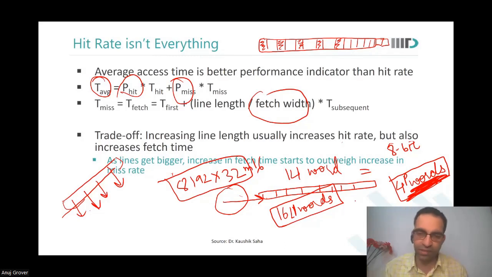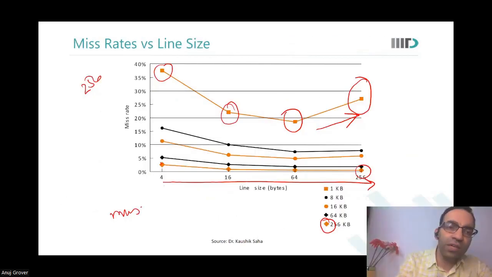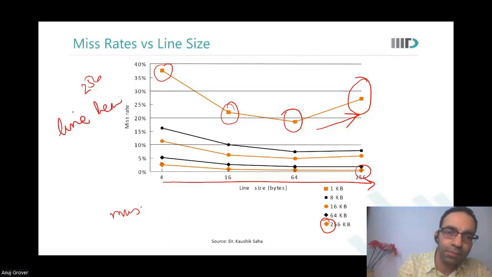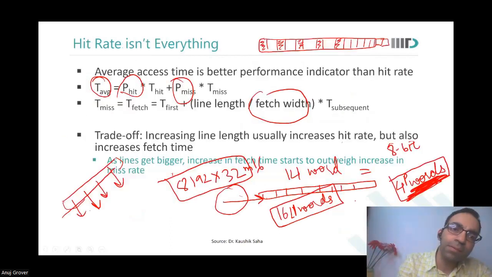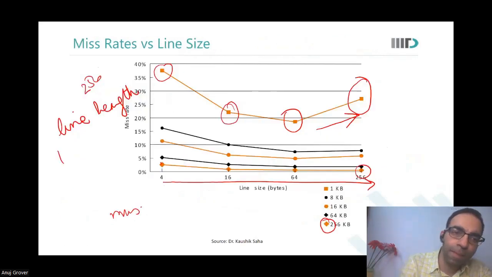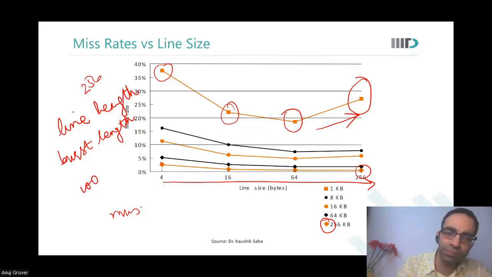Okay, sir. Wait, let me come clear. So we are talking about different things. Line length, burst length, and what do you say? Not word, you don't call it that. Do you see the difference between line length and burst length now? You don't, you are confused between them.